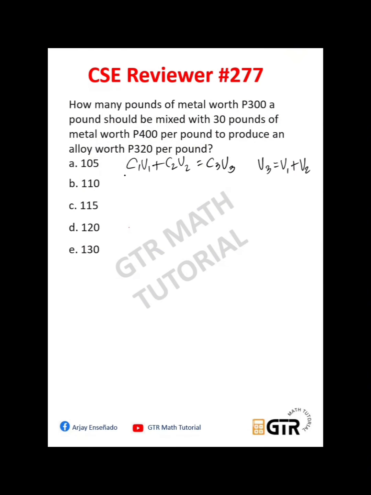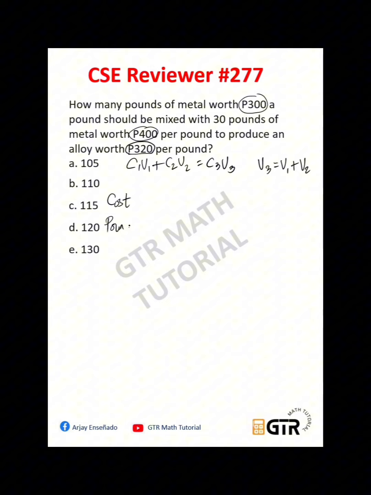So C here means cost. So the costs are 300 pesos and 400 pesos. So that is the C1 and C2, and then the result is the 320 pesos per pound. So let's set up the table. Let's write the cost, the quantity with peso sign, and then we have volume. So that will be the quantity with pounds.